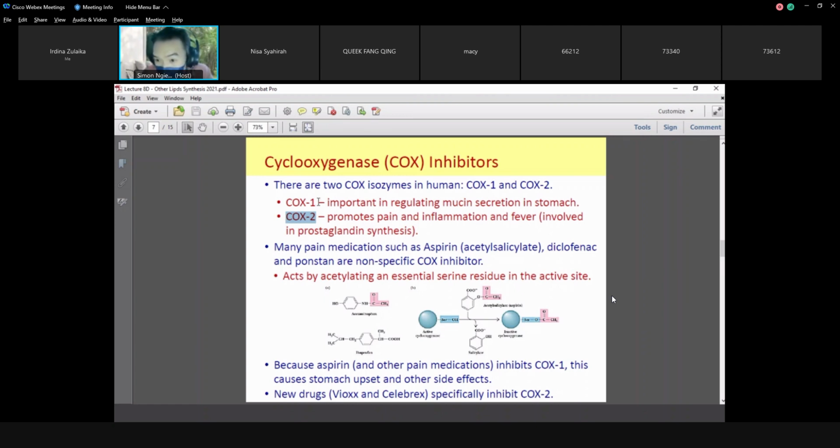But unintentionally, taking that will also cause this to be somewhat stopped as well. So you lose the protective layer. So some of you might have stomach pain.